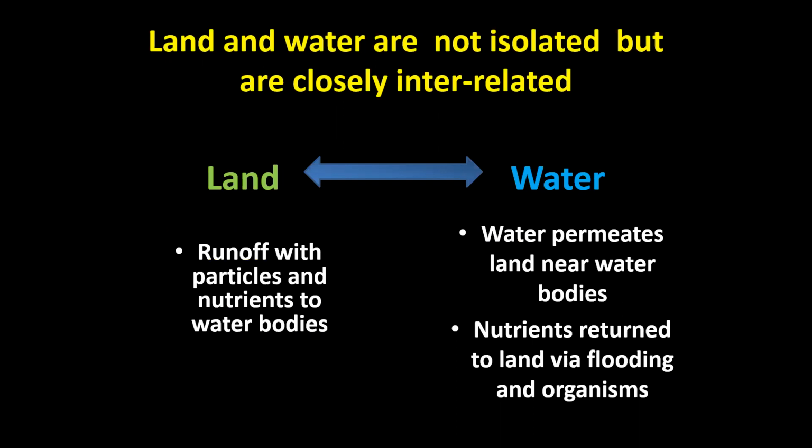We should be talking about land, water, water, land, because the runoff from land carries particles and nutrients into water bodies, and water bodies permeate the edges of land, and there's lots of nutrient movement due to flooding and from organisms that breed in water and go onto land. So they're really integrated, and in my mind, they should be dealt with together. So we should have land-water acts, not land acts and water acts.